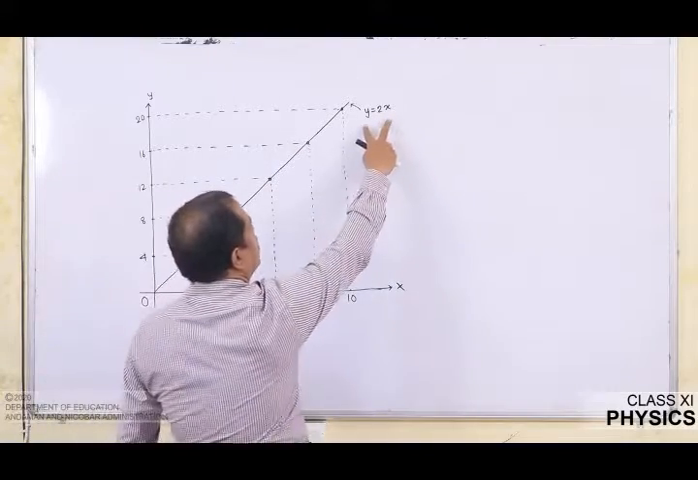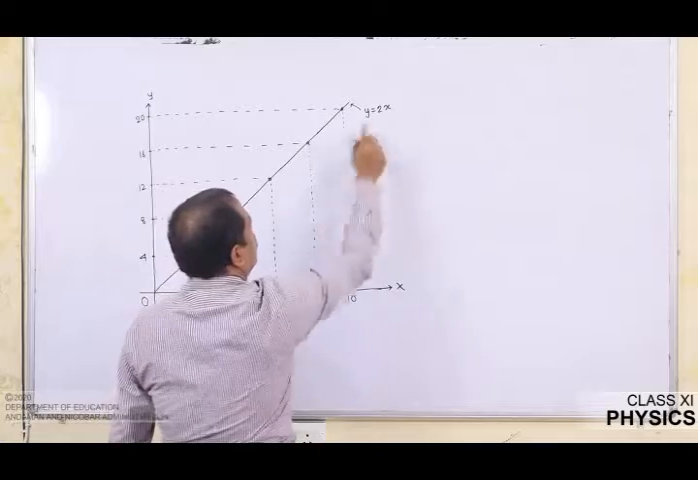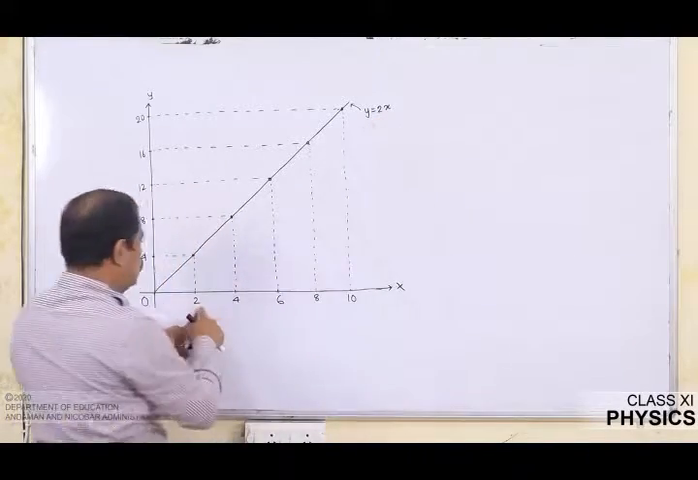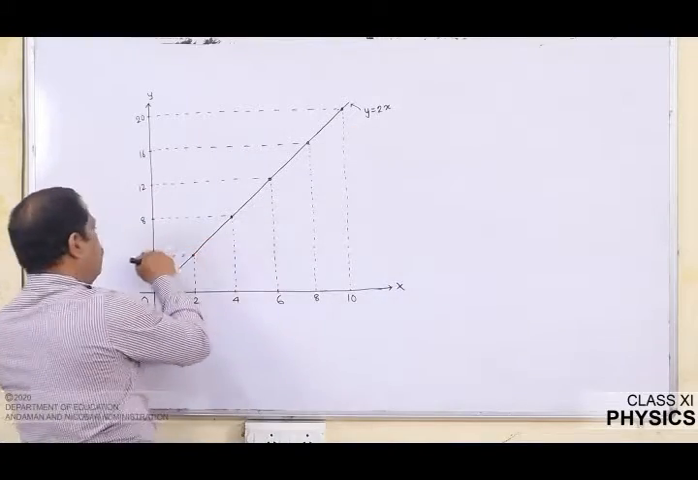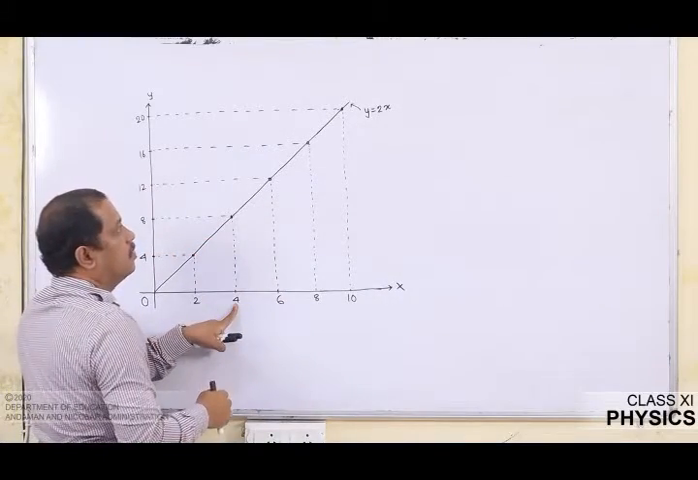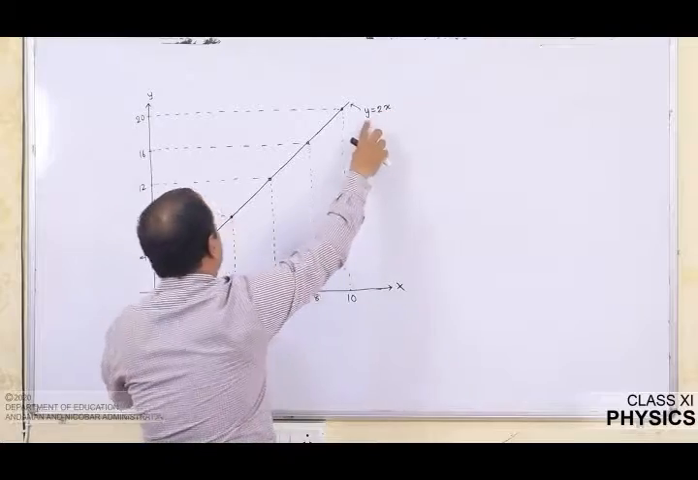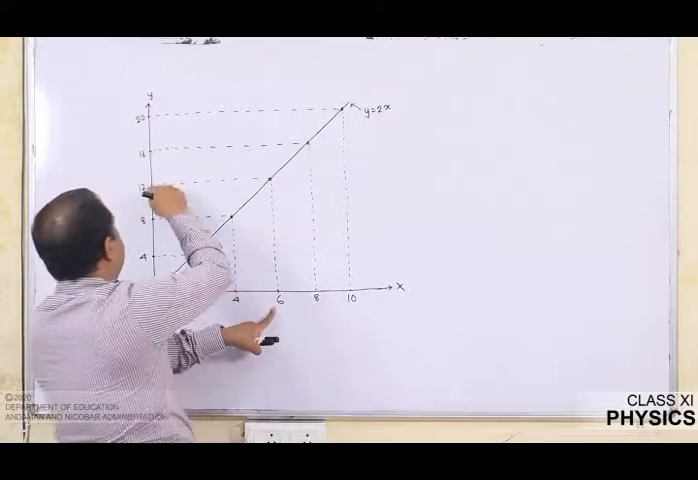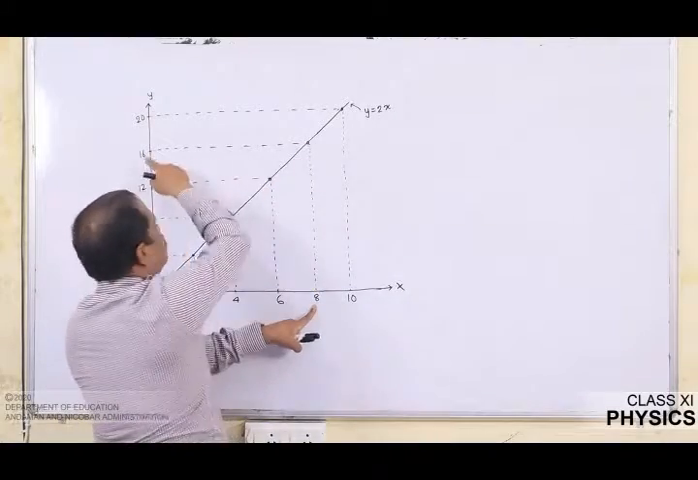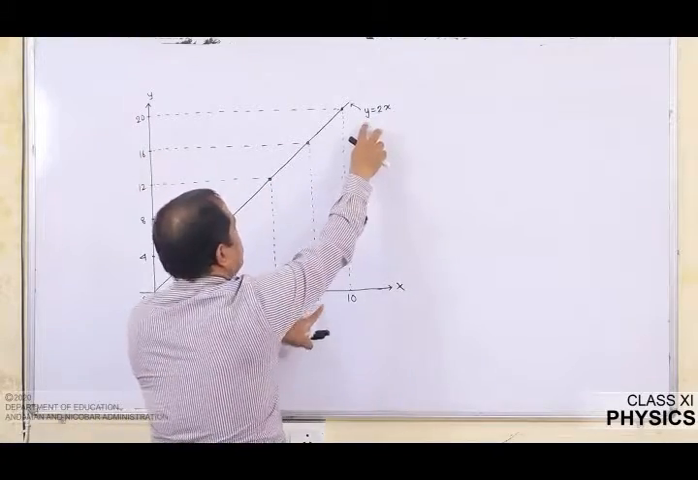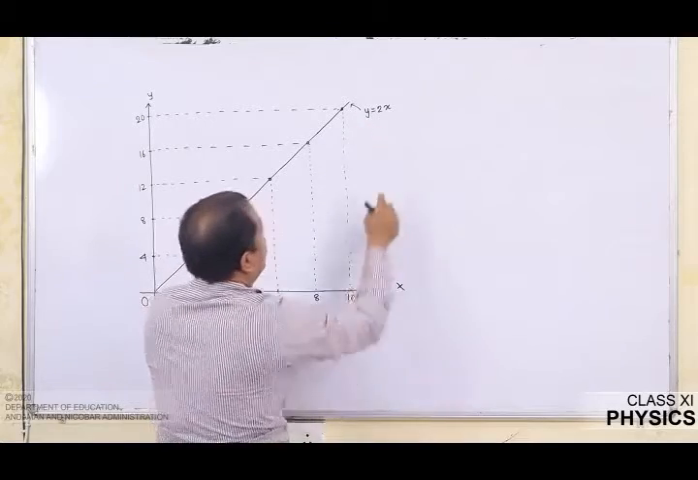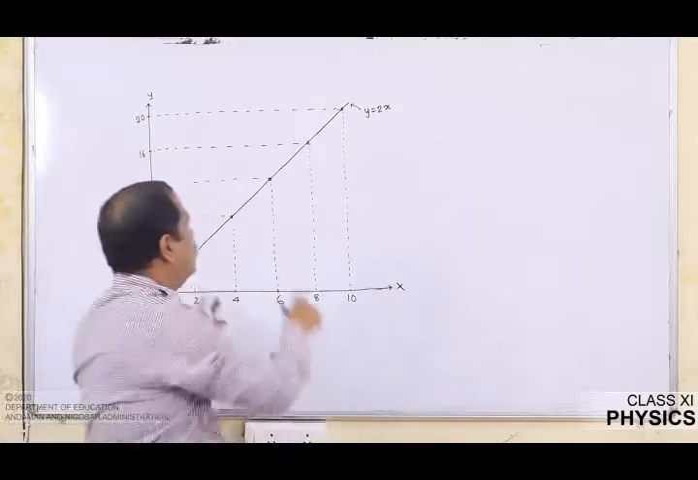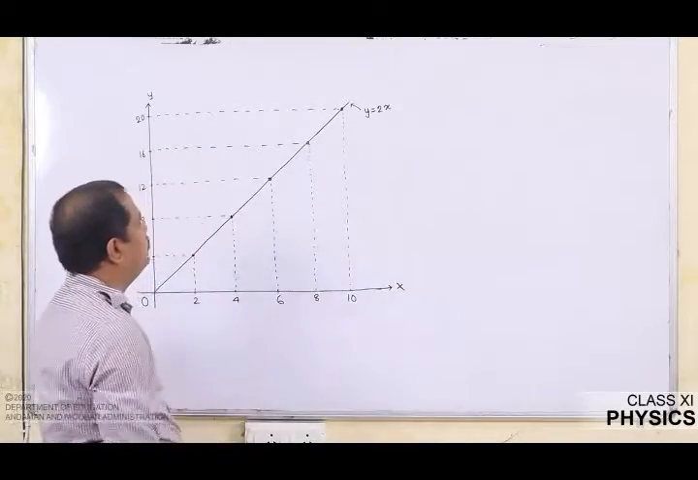The algebraic equation that governs this graph is y is equal to 2x. If you put the value of x as 2, we are getting y as 4. If I put the value of x as 4, 4 into 2 is 8, 6 into 2 is 12. Similarly, x is 8, y is 16, and x is 10, we are getting y is equal to 20. So, this graph is governed by this algebraic expression.